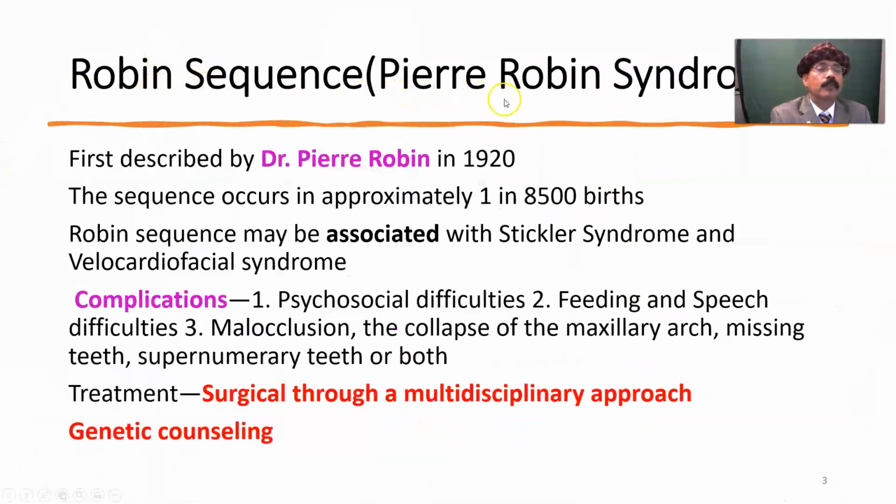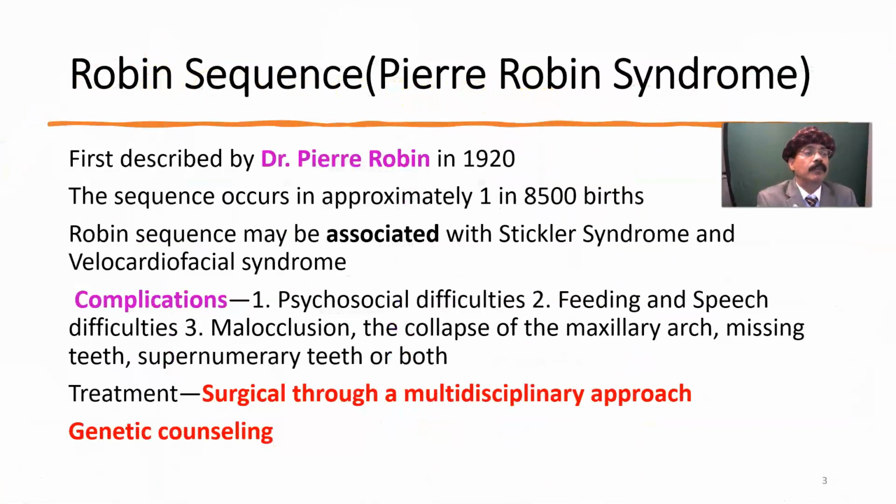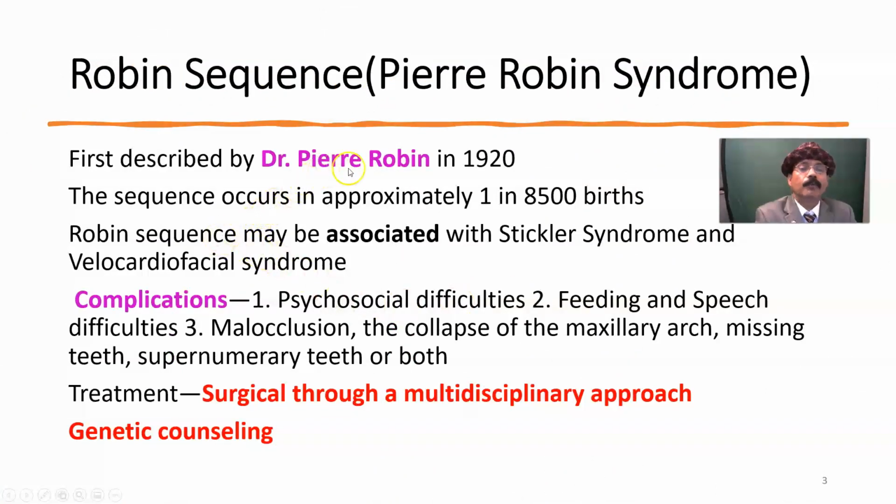Robin sequence, Pierre-Robin syndrome, was first described by Dr. Pierre Robin nearly 100 years back, in 1920. The sequence occurs in approximately 1 in 8,500 births.